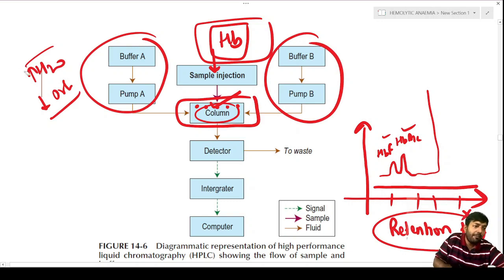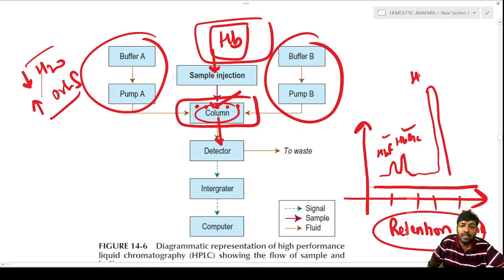Now we are going to change the concentration gradient inside the buffer by making it less water and more organic solvent. By changing the concentration of the buffer, I am going to force the other, hydrophobic molecules to come out. For example, HbA0, that is the normal HbA. After that the HbA2 will come. This is how the different hemoglobin molecules are separated. So these are the normal hemoglobins.